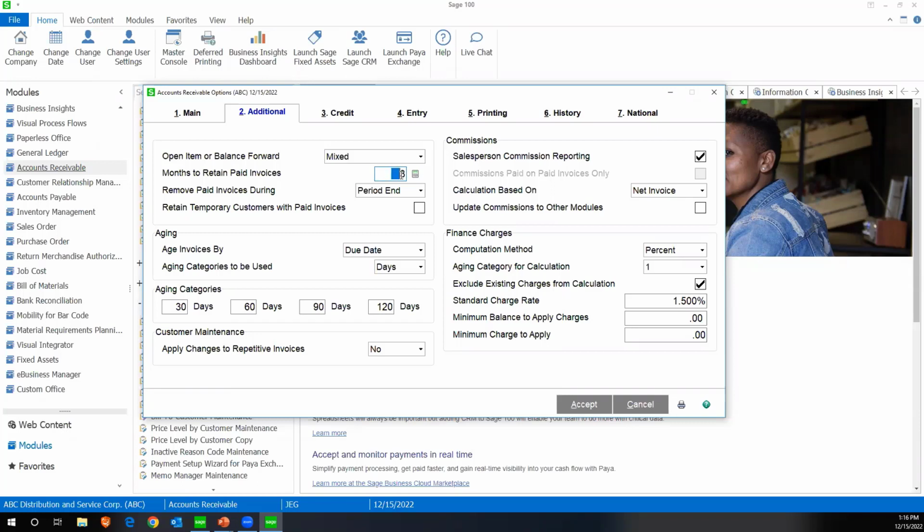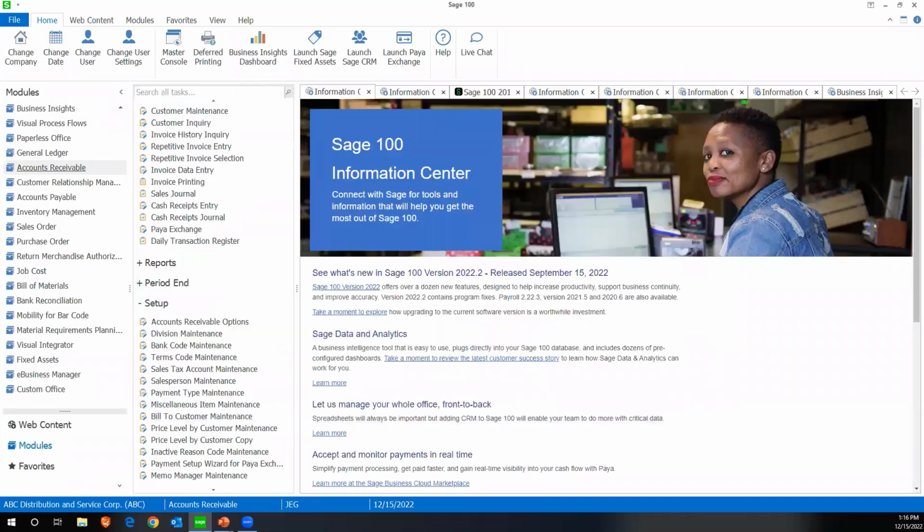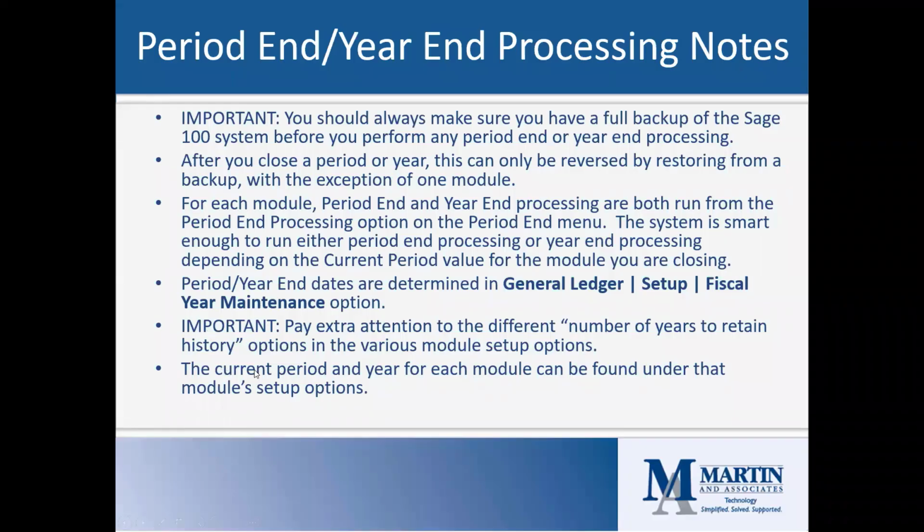But as I mentioned before, if you have it set to a lower number and it purges data, you've already lost that data. Okay. So that's that right there. The current period and year for each module, I just showed you that before. It's underneath that module's setup options, usually on the first tab up in the top right. That's where you know what your current year and your current period is for the module that you're in.